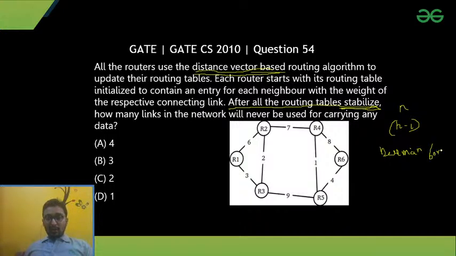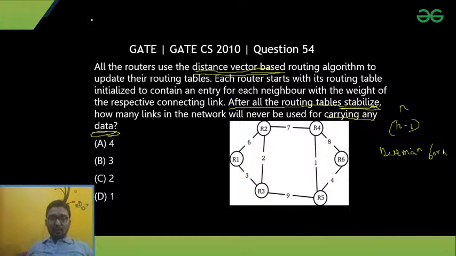So what are they actually asking now? They are asking that after this algorithm has stabilized, how many links in the network will never be used for carrying any data? Actually, they are asking about the redundant links, the links that will never be used in any exchange of data. This question can be asked in many ways. First of all, let's see the simple solution, and then we will see the variations.